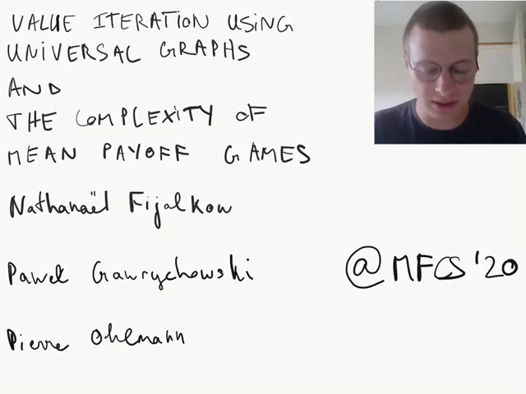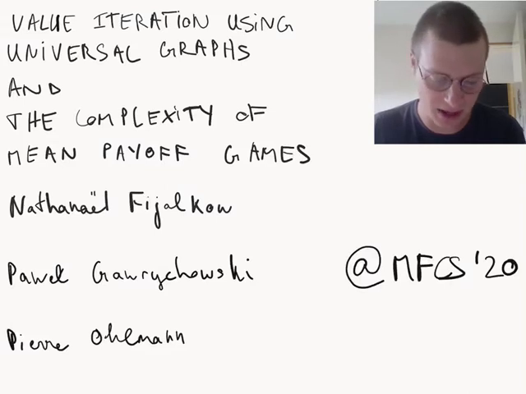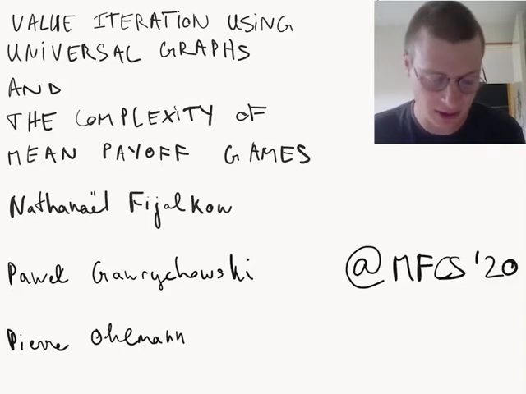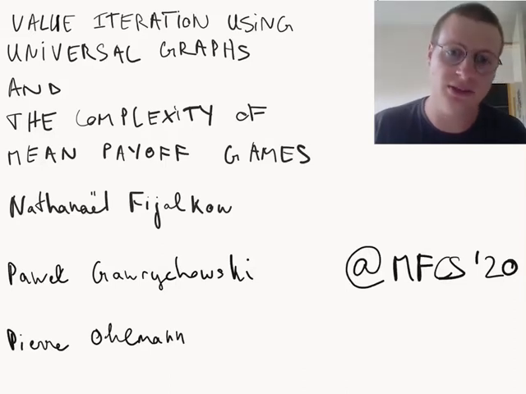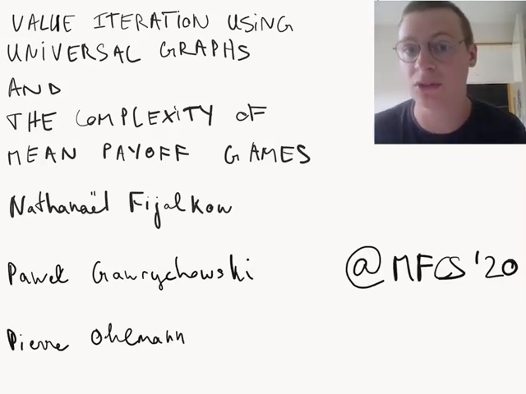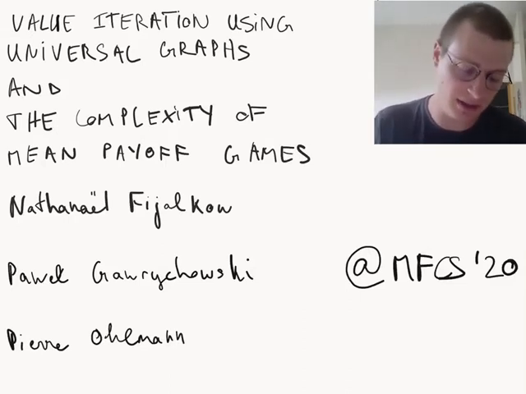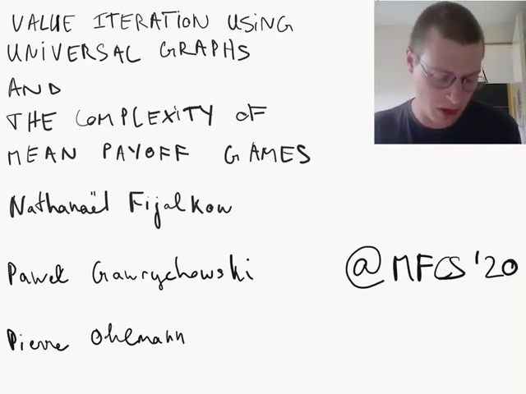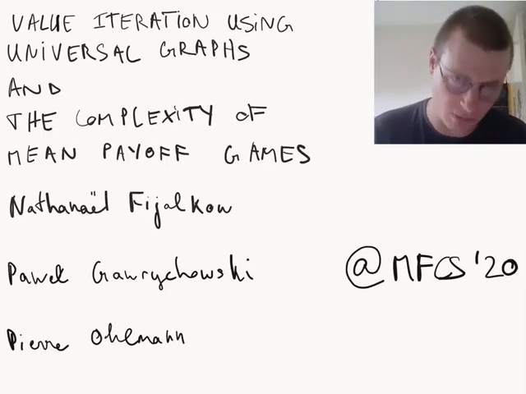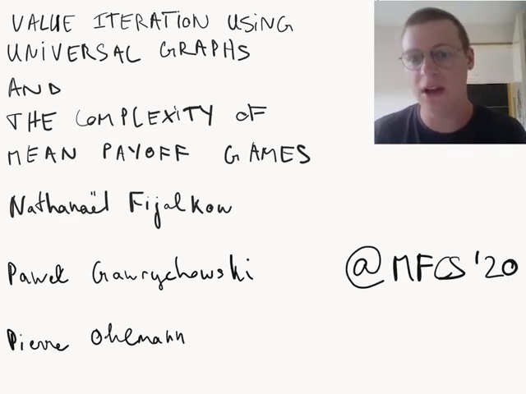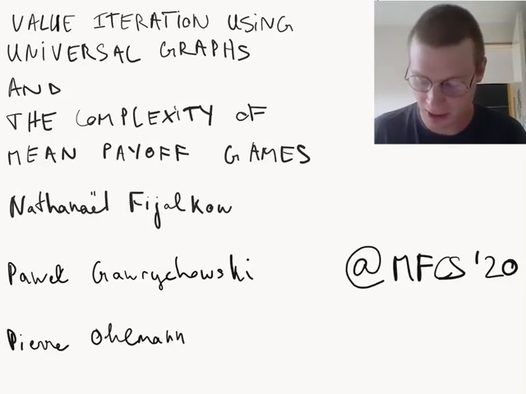This paper is entitled Value Iteration Using Universal Graphs and the Complexity of Mean Payoff Games. As you can see, it is in two parts. The first part is about value iteration and universal graphs, and the second part is about applying it to mean payoff games to obtain new results about the complexity of such games. This paper is from Nathanaël Fijalkow at LaBRI, Bordeaux, Paweł Gawrychowski at Wrocław in Poland, and myself, Pierre Ohlmann, at IRIF, and is presented at MFCS 2020.